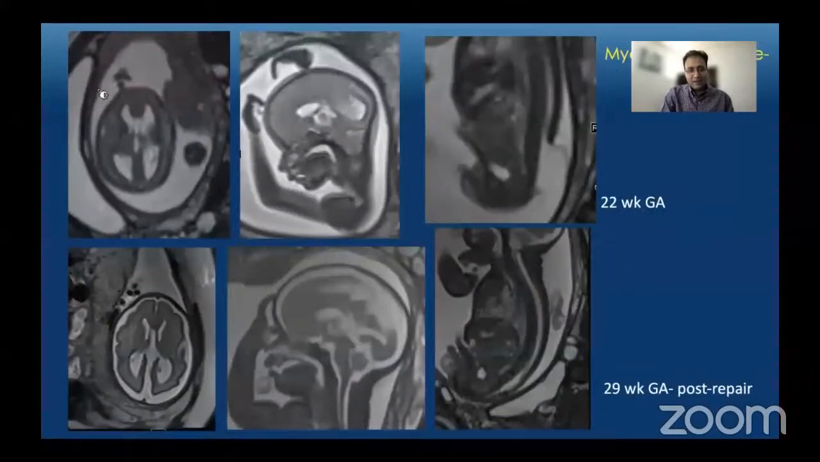So this is an example of a fetal MRI with myelomeningocele. This fetal MRI was obtained at 22 weeks of gestation, and this was obtained at 25-week gestation, showing a region with the large cystic structure, or crowding at the foramen magnum.